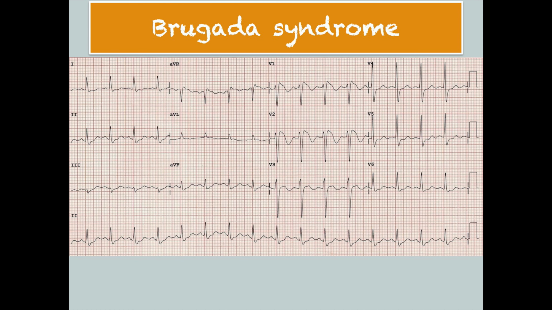Brugada syndrome is an ECG abnormality with a high incidence of sudden cardiac death in patients with structurally normal hearts. The definitive treatment is an ICD. Look for coved ST elevation in V1 to V3, followed by a negative T wave. So that covers what you were looking at on the ECG.